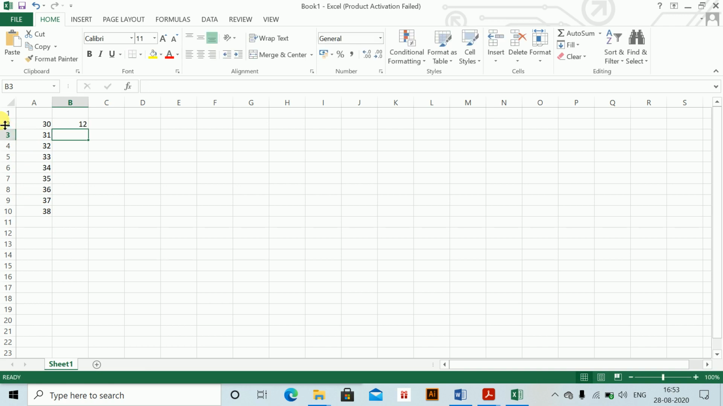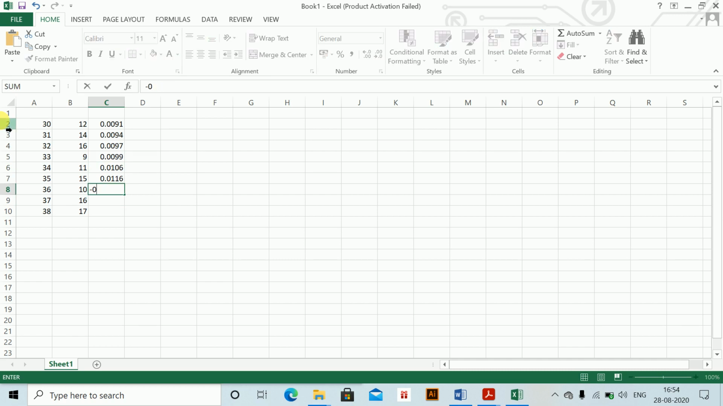The values are 12, 14, 16, 9, 11, 15, 10, 16 and 17. Okay, then we need to have Q0 x. Q0 x, again from the tables you need to pick this value. So just pick the values from the table: 0.0106, 0.0116, 0.0127, 0.0138 and 0.0149. We were told that EX into Q0 x we need to calculate.